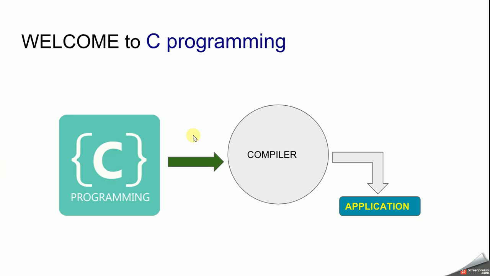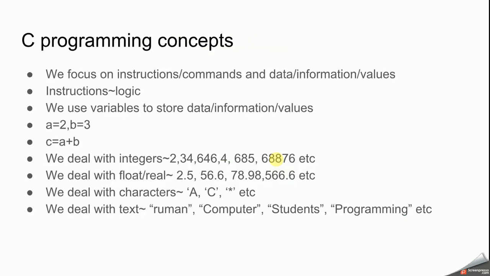See, here we already discussed that we will be using a compiler, a C compiler, and we will be writing all the instructions in C language, and those high level instructions will be converted into low level language, that is the machine level language, by the compiler. We already discussed this in the last lecture. If you have any kind of confusion, go through the first lecture.